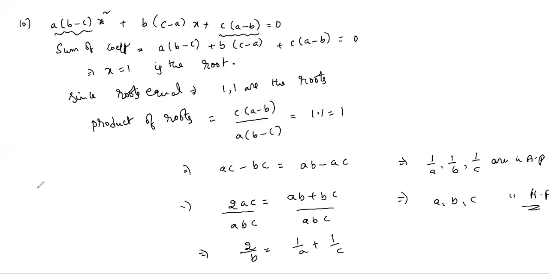We have one condition: 2b equals a plus c means a, b, c are in AP. Here it is 1 by a, 1 by b, 1 by c. So 1 by a, 1 by b, 1 by c are in AP. So a, b, c are in HP. Okay? Understood?